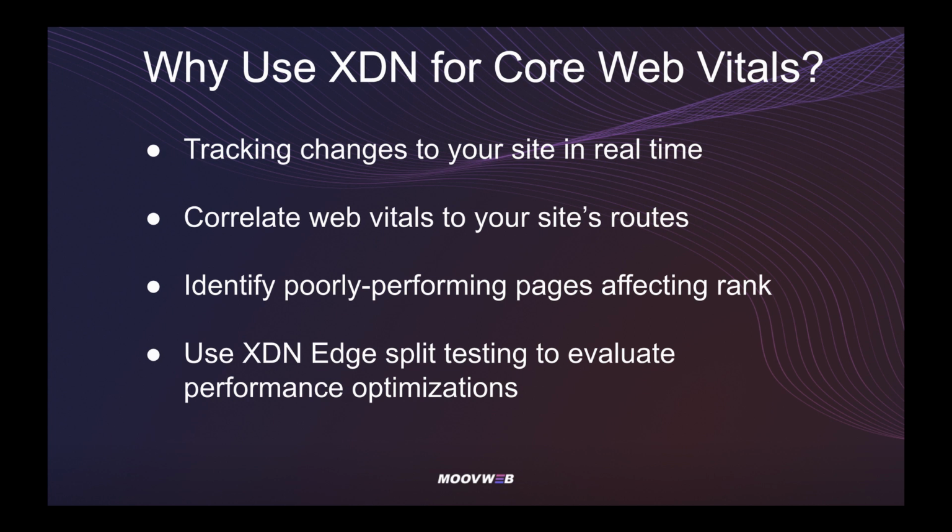So why use the XDN for Core Web Vitals? Instead of relying solely on Google Search Console, we recommend tracking Core Web Vitals using the XDN so that you can see how changes to your site impact Core Web Vitals in real time. You can correlate Web Vitals to your site's individual pages or URLs, analyzing scores across a number of dimensions such as country, device, and connection type. It's easy to identify which pages are most negatively impacting your search ranking. And when using XDN's edge-based split testing, you can A/B test the impact of performance optimizations on Core Web Vitals within minutes compared to days when using Google Search Console.